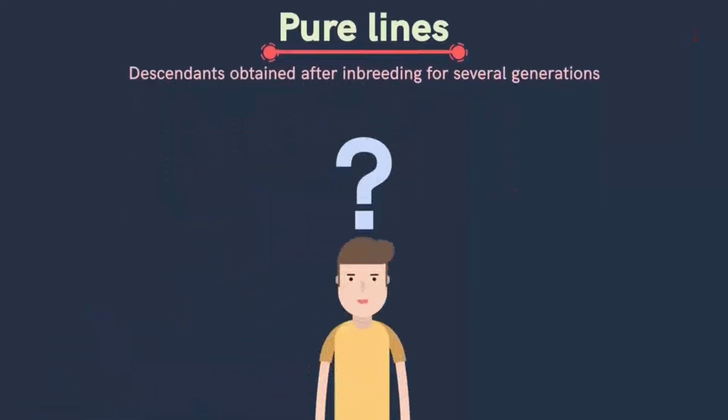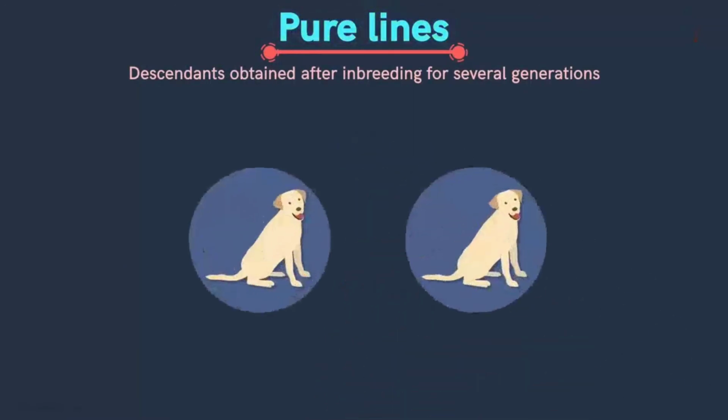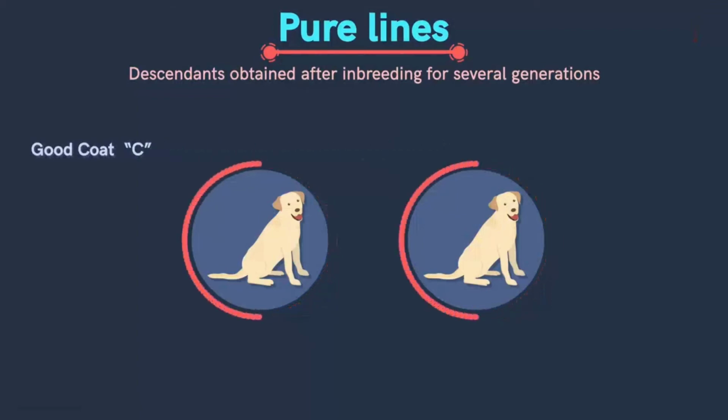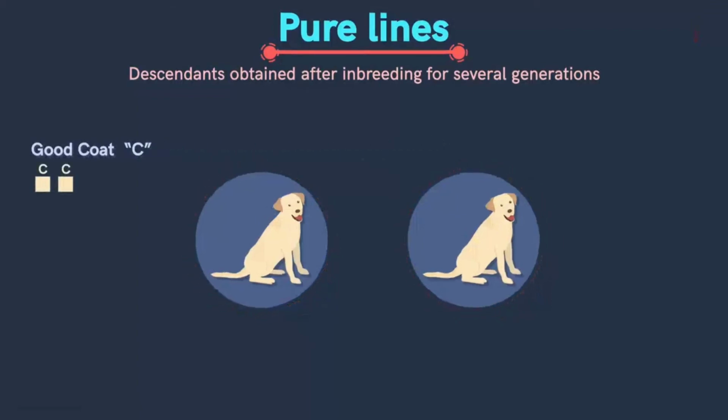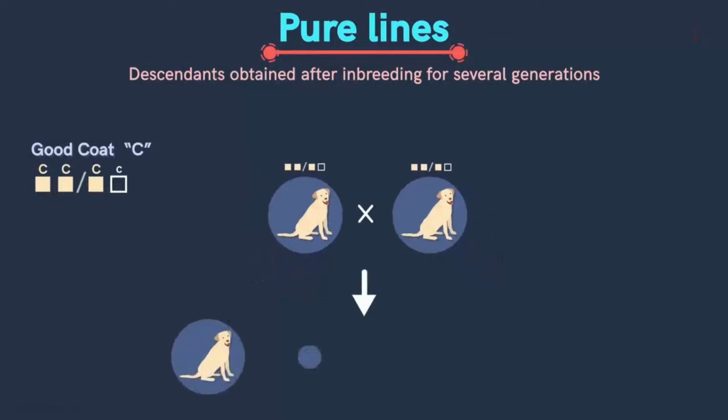Confused? Don't be. It's easy to understand this with an example. Let's say we have this particular breed of dogs. Both these have genes for a good coat on their skin, say C. So, both these dogs may have the genes CC both in uppercase or Cc, that is, one in upper and the other in lowercase. On crossing these two dogs, we get these offsprings.